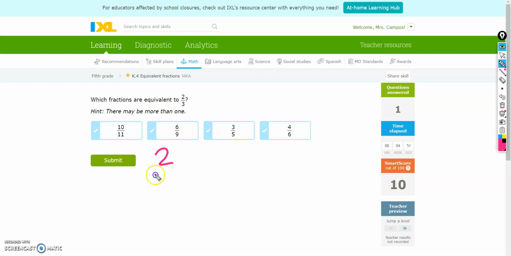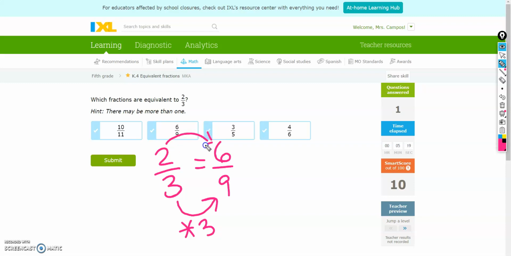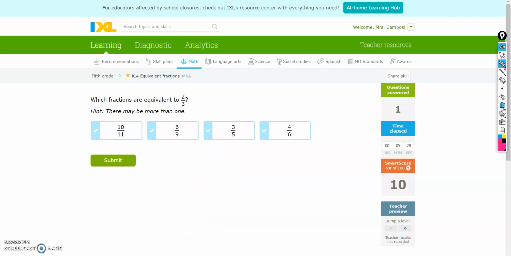Okay, so I'm going to do 2/3 and 6/9. Now you can do from the bottom first if you want, so let's just do that for now. 3 to become a 9, you multiply by 3. If I do it to the bottom, I have to do it to the top. Is 2 times 3 6? Absolutely. So this one works.